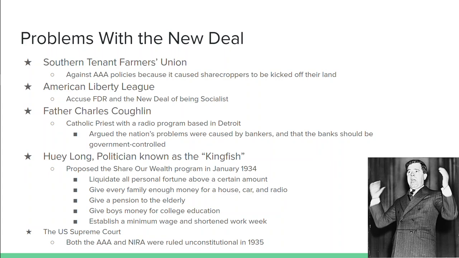Now, if that's not enough, FDR also had to go against the U.S. Supreme Court. In 1935, the AAA, the Agricultural Adjustment Act, and NIRA, the National Industrial Recovery Act, were both ruled unconstitutional. They were both thrown out by the Supreme Court. And between the AAA and the NIRA, that made up the majority, actually, of FDR's New Deal.